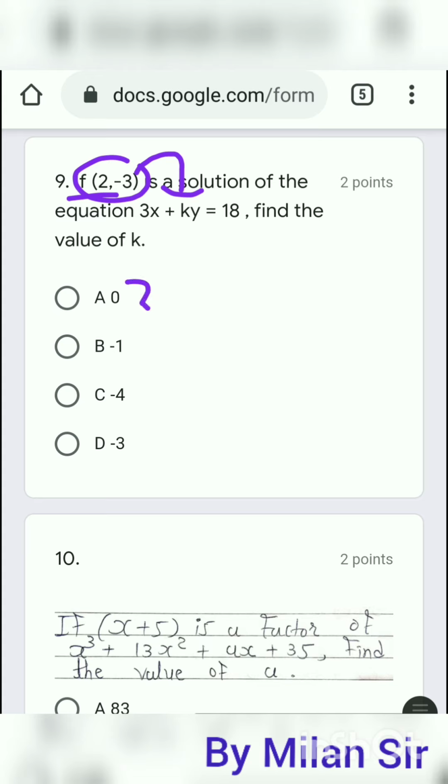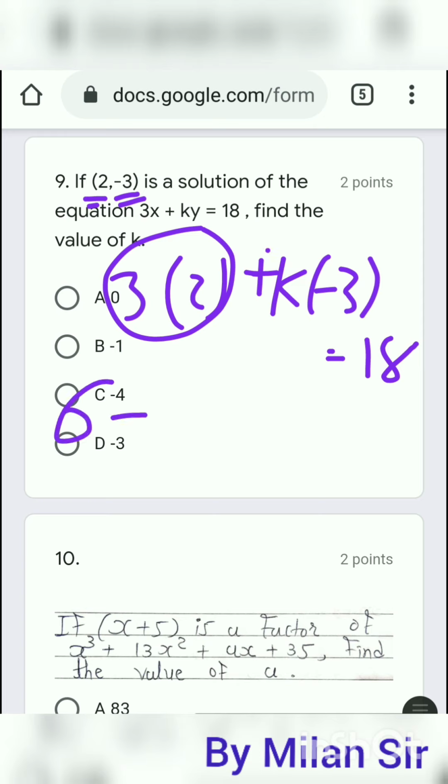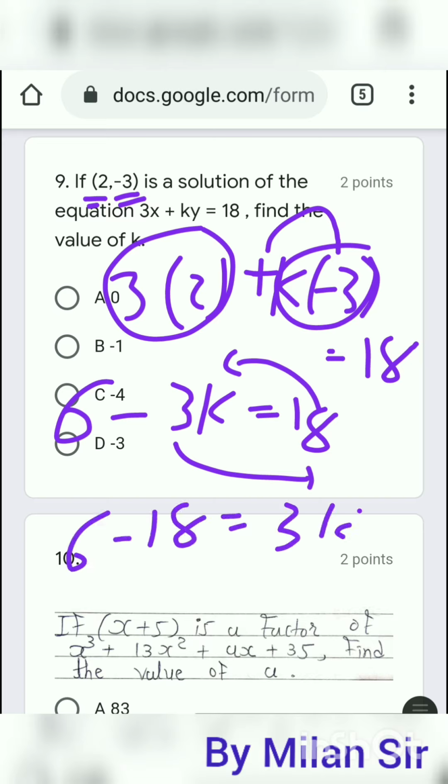So these two points need to satisfy this equation. So put the value here: in place of x, 2, and in place of y, minus 3. So 3 in place of x, 2, plus k in place of y, minus 3, is equal to 18. Now 3 twos are 6, plus minus minus 3 into k, minus 3k, is equal to 18. Now transfer this 3k to the right hand side and 18 to the left hand side. So 6 minus 18 is equal to 3k.